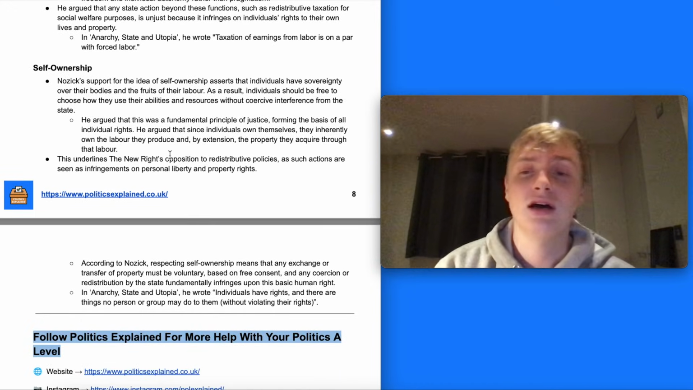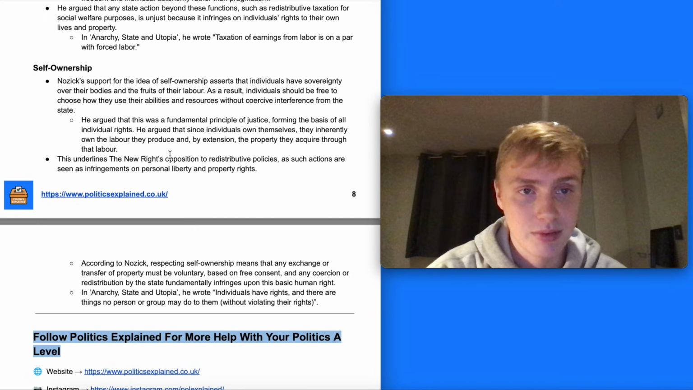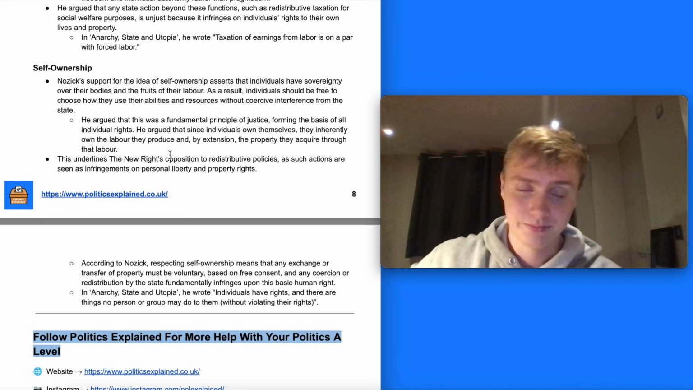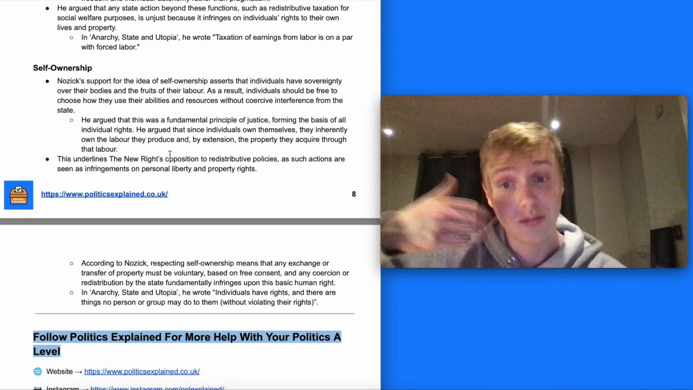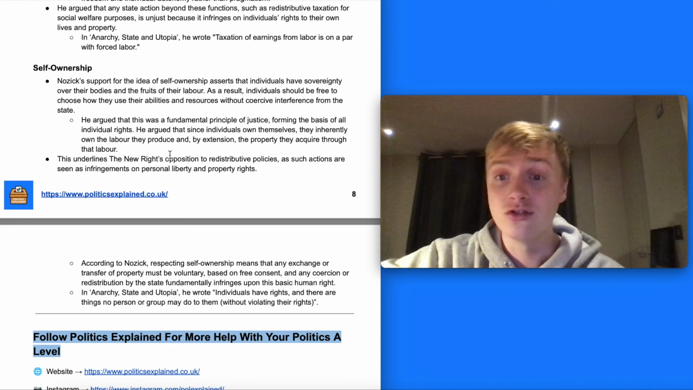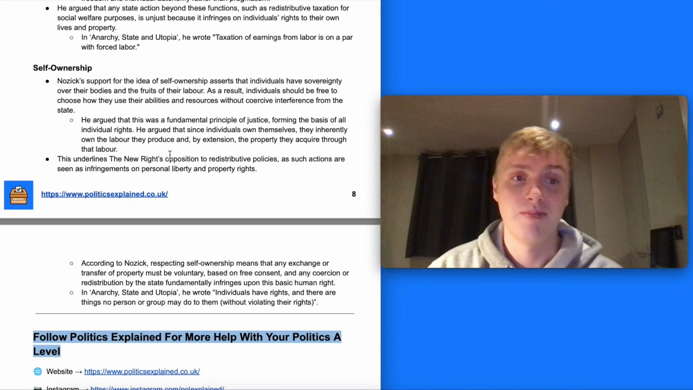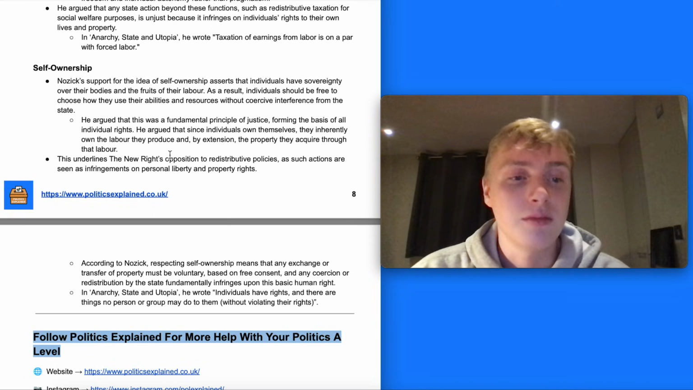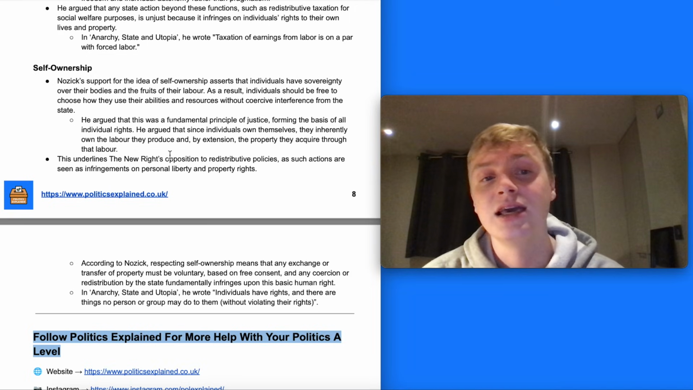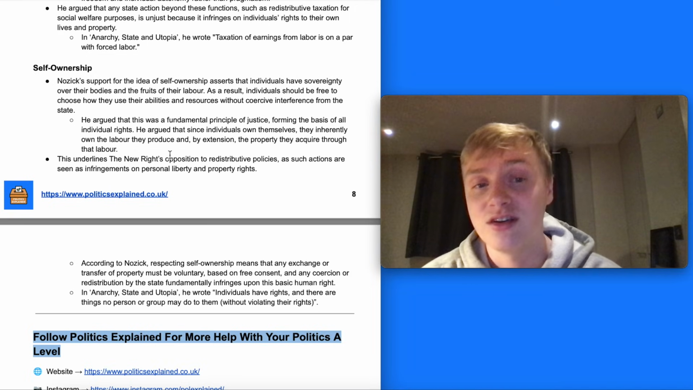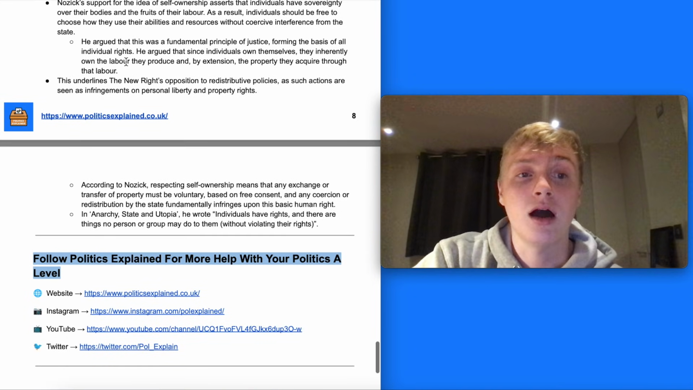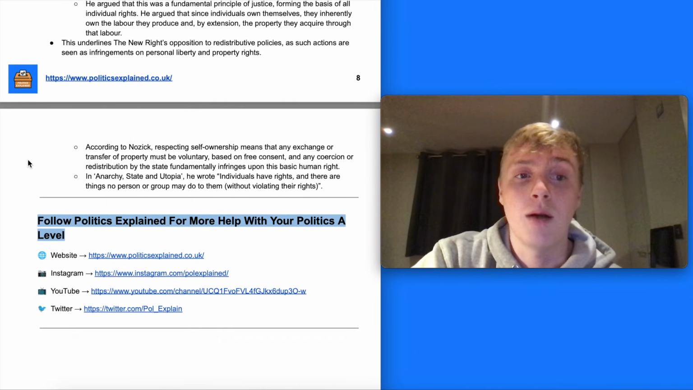And finally, his key view was the idea of self-ownership. It's the idea that individuals have sovereignty over their bodies and the fruits of their labour, and therefore they should be free to choose how they use them without being interfered with, especially by the state. And that really underlined his and the New Right's key opposition to redistributive policies, as they were seen as infringing upon personal liberty and property rights.